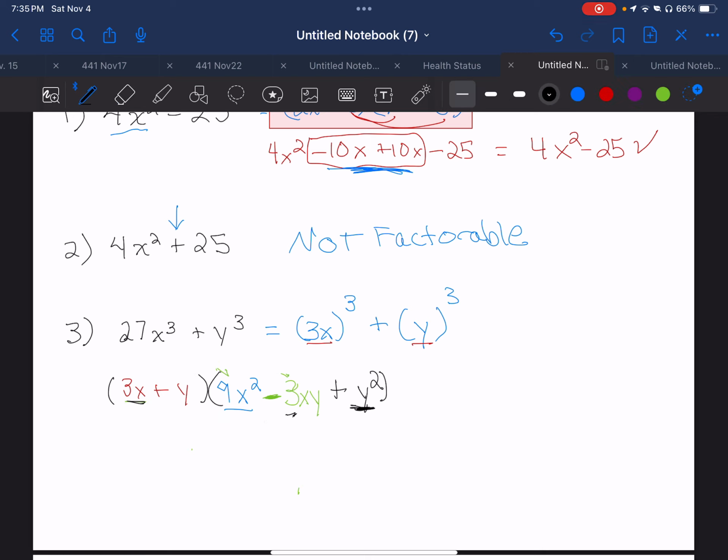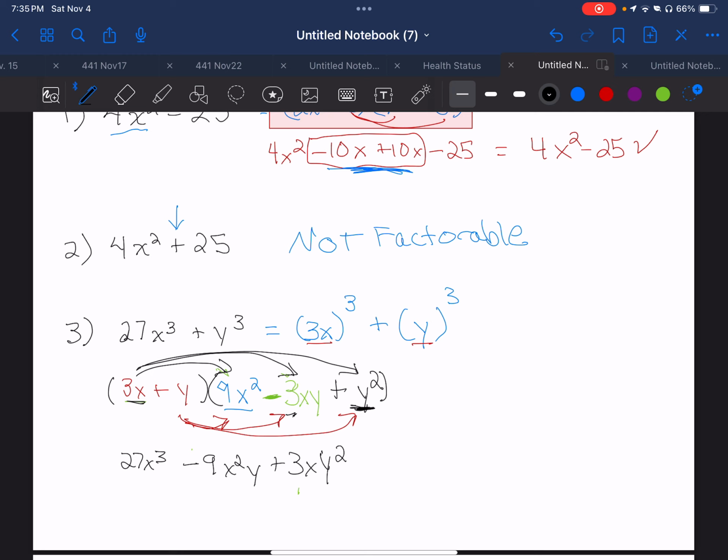So 3x needs to be distributed to all three, and y needs to be distributed to all three. So the x's, we get 27x cubed. 3x times negative 3xy is negative 9x squared y. 3x times y squared is 3xy squared.